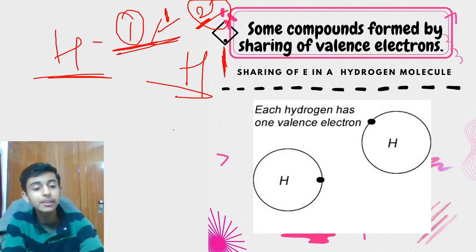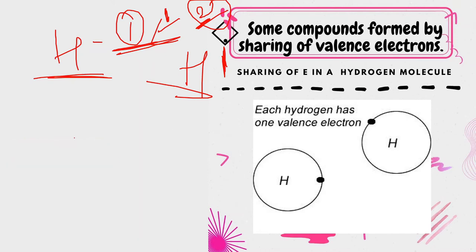So how does this happen? Now, try to understand. Suppose this is hydrogen, and this is hydrogen. One electron here, one electron here. So what it will do, this hydrogen will get these two electrons.